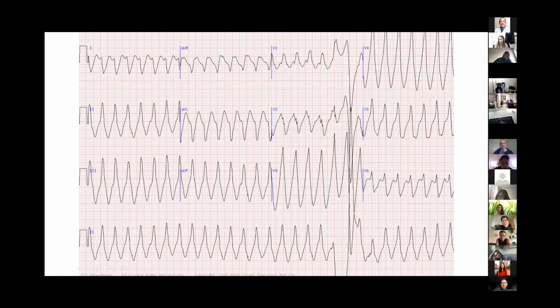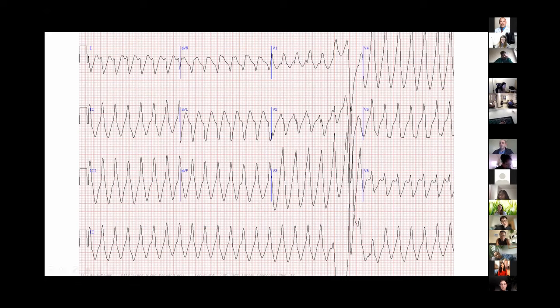And so then looking at the RS interval, it looks like it's more than 100. Okay. Yeah. Right. So you already have a bunch of things to suggest VT. And then if you continue further, I have not been able to identify AV dissociation here.